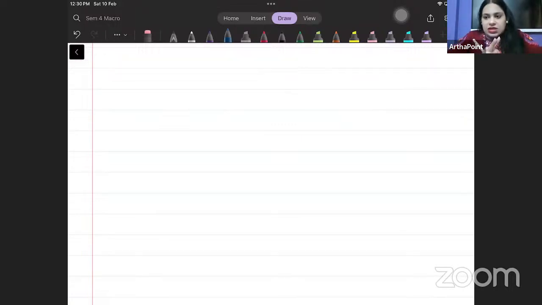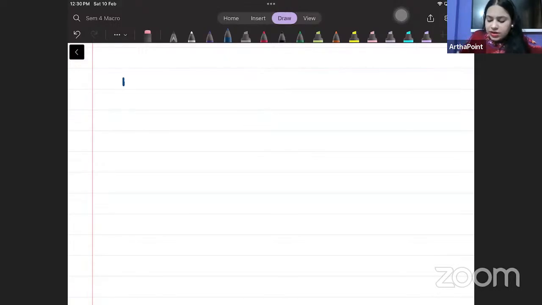Beta, in the last class we started the spending model, and we talked about what the IS curve is and how it depends on income and interest rate. We already talked about this.